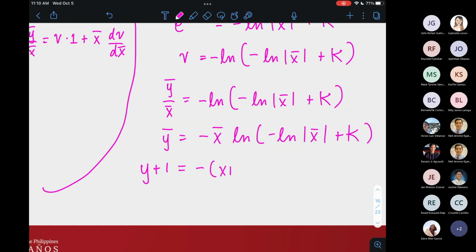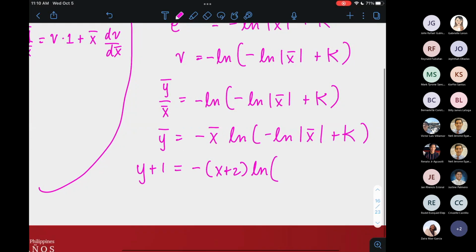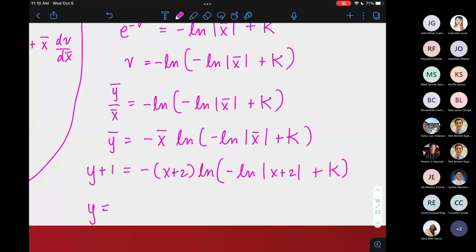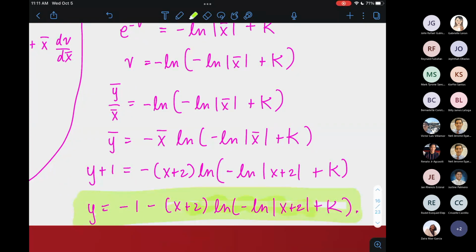So this would be negative x plus 2 times ln ng negative ln ng absolute value ng x plus 2 plus the arbitrary constant k. And then if you want to get the implicit form, this is essentially y equals -1 minus x plus 2 ln ng negative ln ng absolute value ng x plus 2 plus k. And that's our final answer. Kapagod. Daming substitution na naganap.